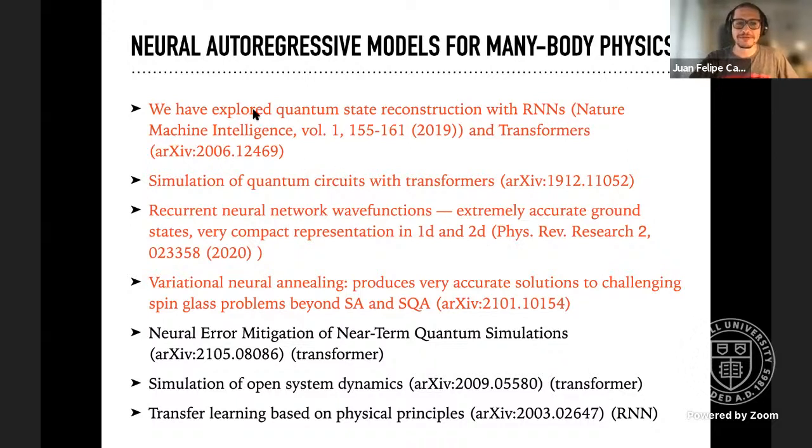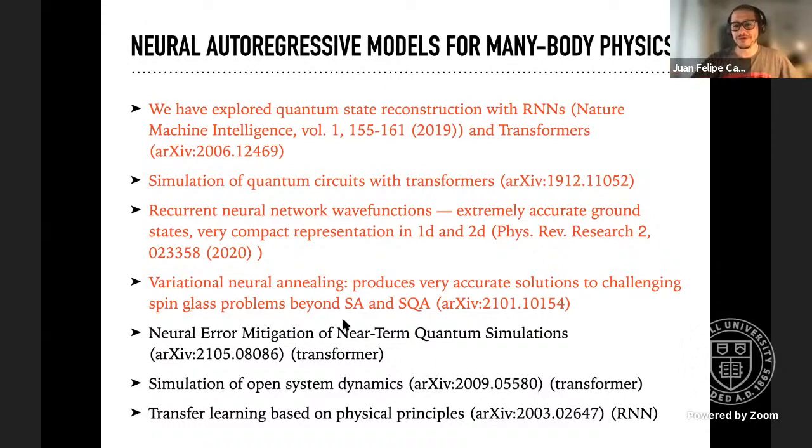But let me conclude. I explored a few applications of neural autoregressive models. We explored quantum state reconstruction with RNNs and with transformers, even experimentally, which was very nice. We tried simulating quantum circuits with transformers almost without any modification to the transformer that comes from the machine learning literature. We defined these recurrent neural network functions that are very accurate, very compact in 1D and even in 2D. And then we introduced variational annealing, which is very exciting because it produces solutions that are very accurate for difficult problems like spin glasses.